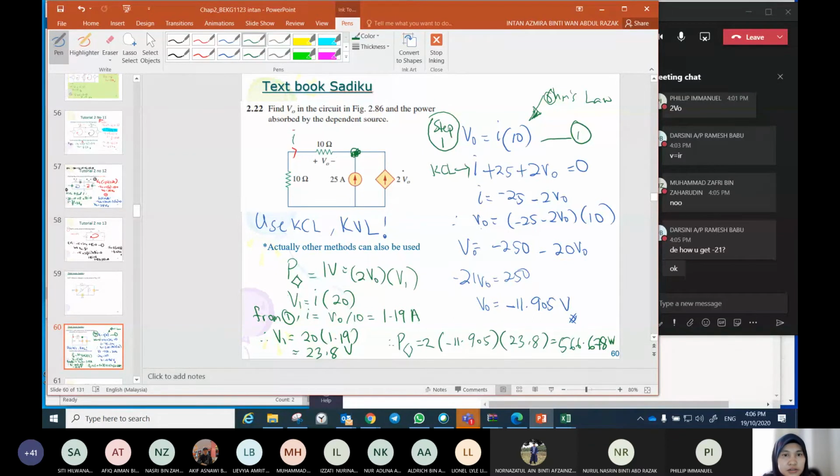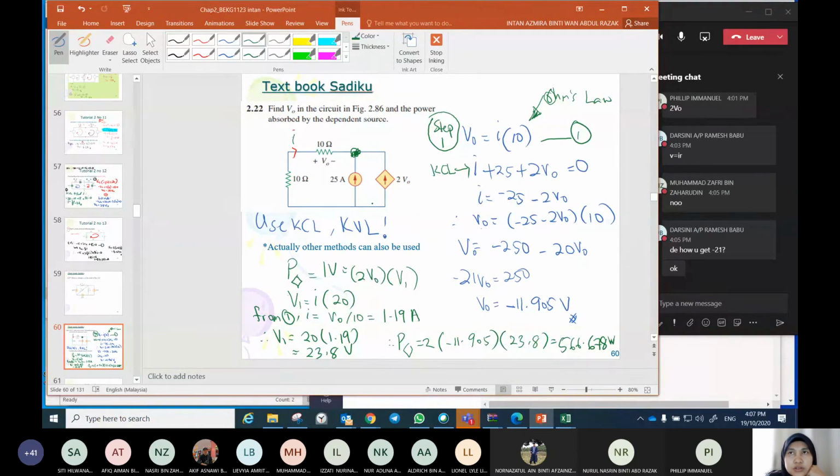The next is to find the power of this dependent source. The first step is to write the formula of power. We have three formulas: P is equal to IV, P is equal to V squared over R, P is equal to I squared R. Which one should you use? It depends on the information that we have. Here we have the V, this is the current, and we have to find the V. If we use V squared over R, we have no R here, so we cannot use that formula.